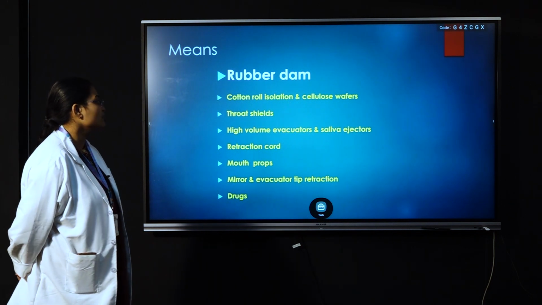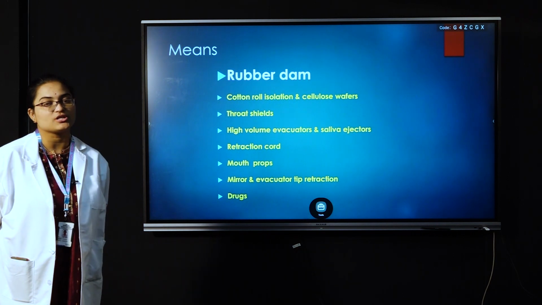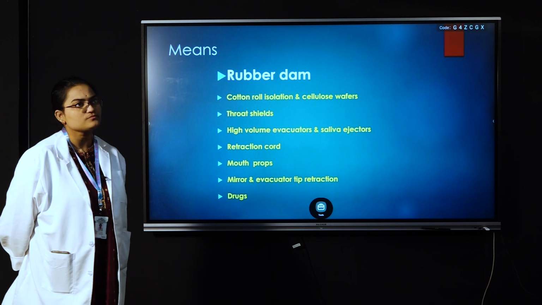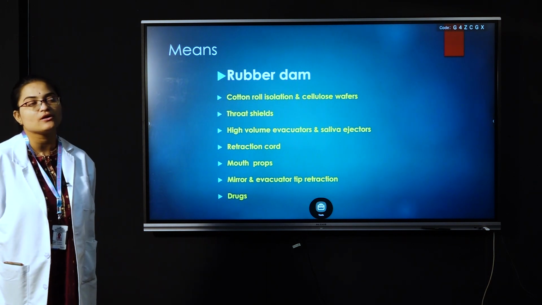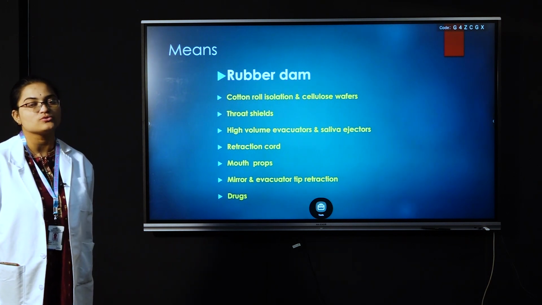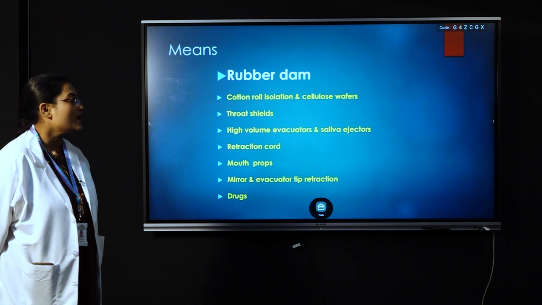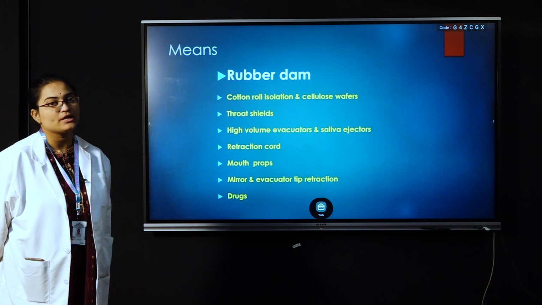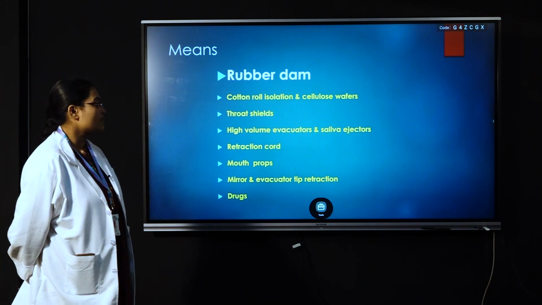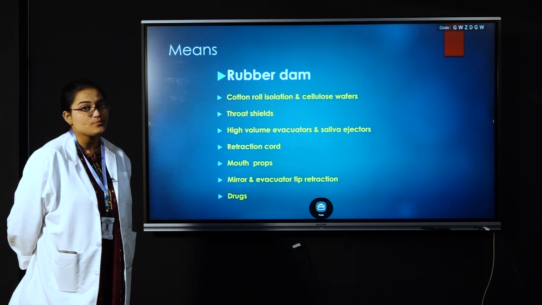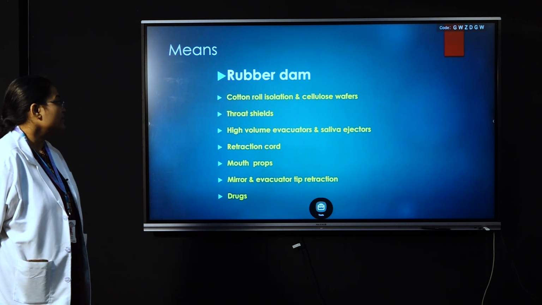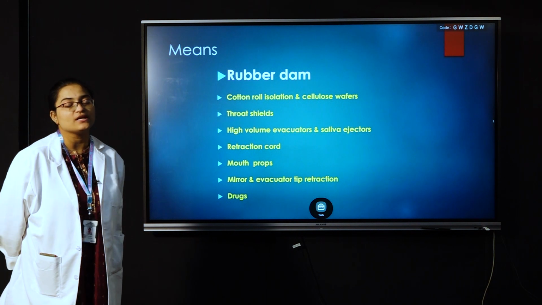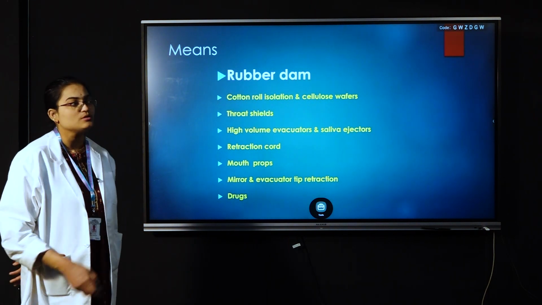Throat shields, high volume evacuators and saliva ejectors are used for moisture control. Retraction cords are used because, as we all know, moisture should be controlled not only from the saliva but also the gingival crevicular fluid and the blood. The gingival crevicular fluid can be controlled using retraction cords, and also mouth props for proper opening, and mirror and evacuator tip retractions, and finally, rarely used in dentistry, drugs can be used for moisture control.